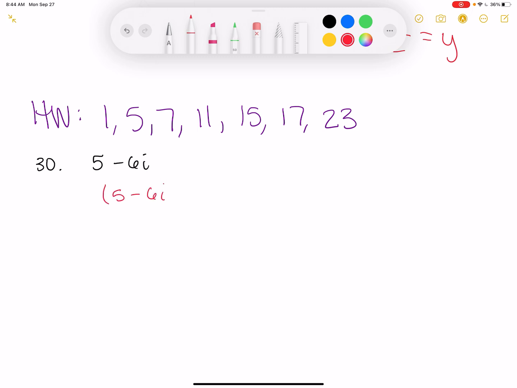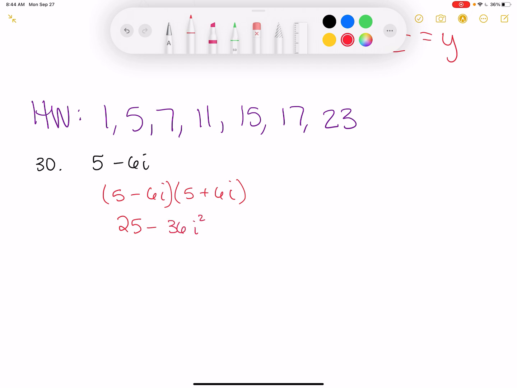So 5 minus 6i times 5 plus 6i. We're going to FOIL because it wants us to multiply them through. 25 minus 36i squared.